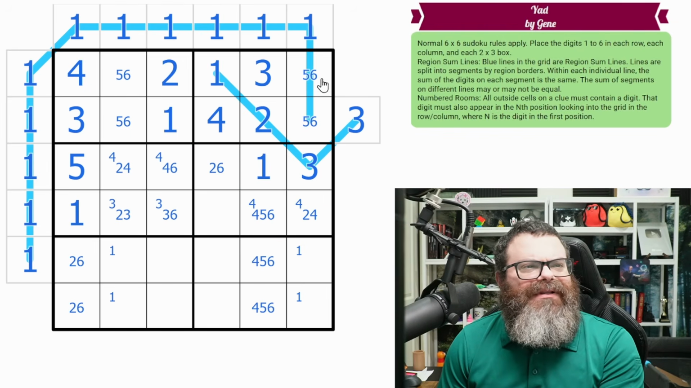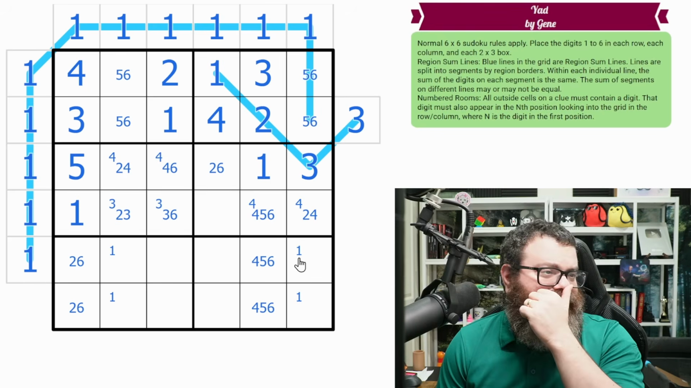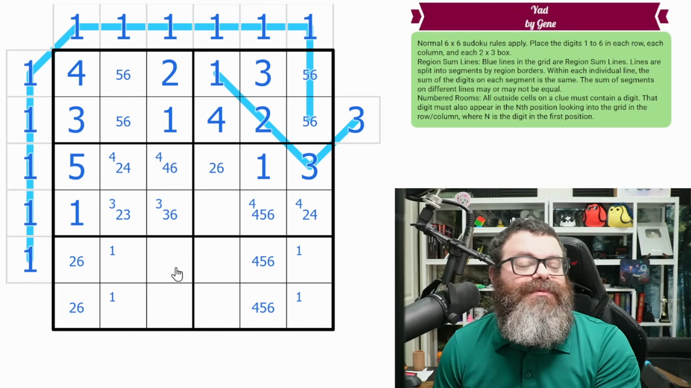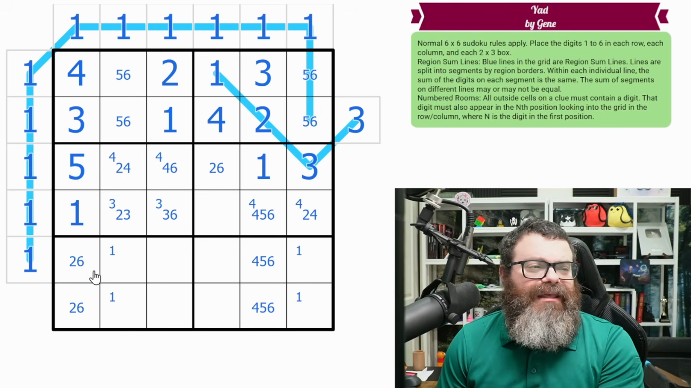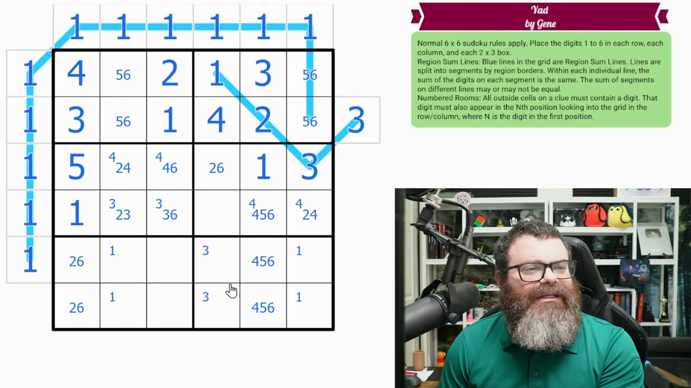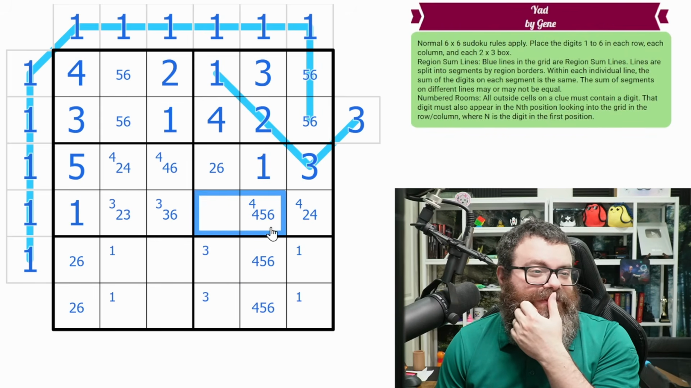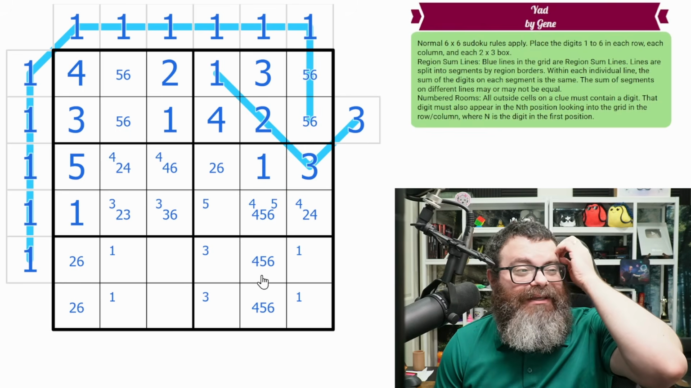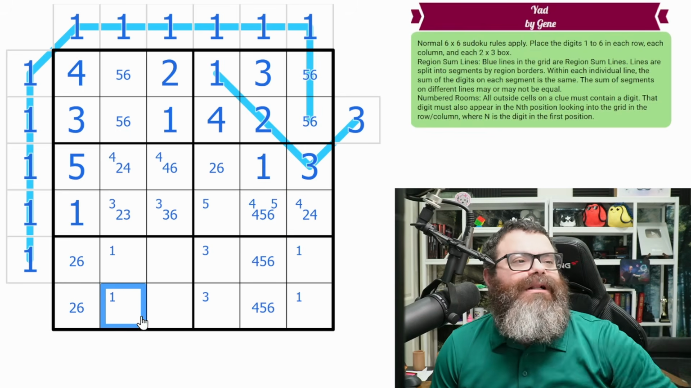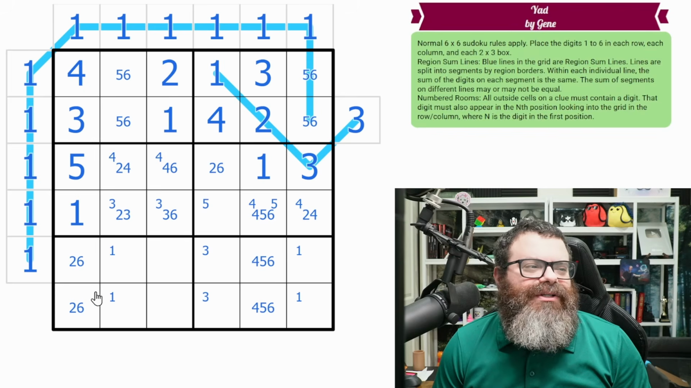What am I missing here? I've done the blue lines. I've done all the numbered rooms as best I can. Unless it's a relationship here. But let's look to see if there's anything I might have just missed Sudoku-wise first. 5's down here. 5's one of these two. Not really helpful. These are 1, 2, 3, 4. All right, so it might have something to do with the relationship here. Like, if this is 6, then this is 5, this is 6.